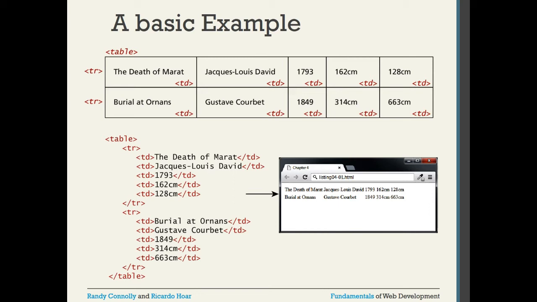So again start one TD, write the information, close TD. Then one more data is there, 1793. So again one TD, then 1793, close TD. Then you have 162 cm, same way TD 162 cm, close the TD. Same way, one more data, 128. So TD, 128 cm, and I can close the TD. So the first row is finished. That's why we close the first TR.